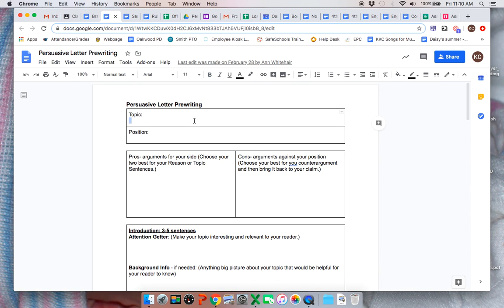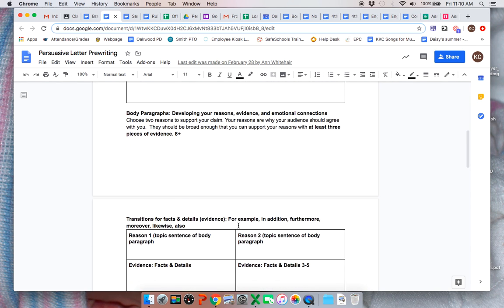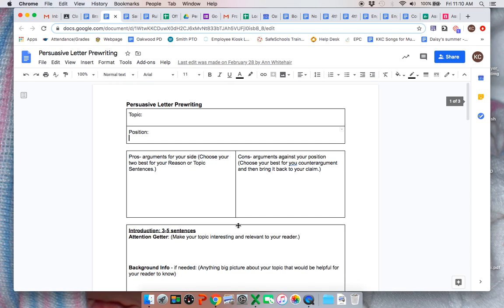In this section here, you'll write your topic, like changing the grading scale, and your position: we should not change the grading scale. That's all, it's due on Wednesday. I just want you to pick something. Now, I would recommend you go through this document and start thinking about what everything means.